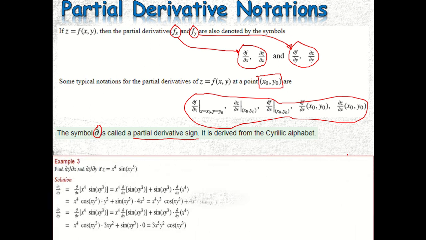So example number 3. Find the partial derivative of z with respect to x and the partial derivative of z with respect to y if z is equal to x to the fourth times y times sine of x times y cubed. Okay, so our solution here, you take the partial derivative on both sides. Taking the partial derivative on the left side with respect to x, this is the result, and taking the partial derivative on the right side of the equation, we have this result.